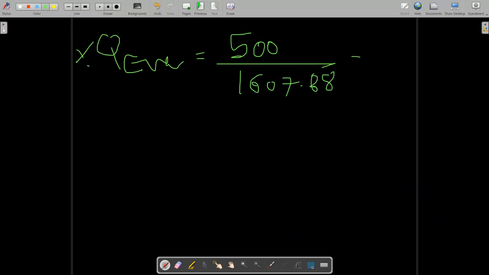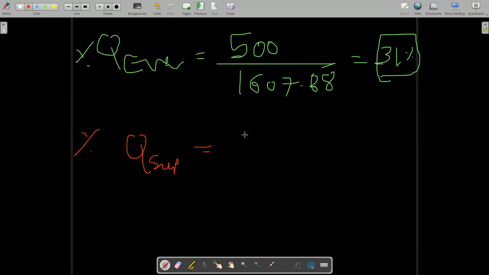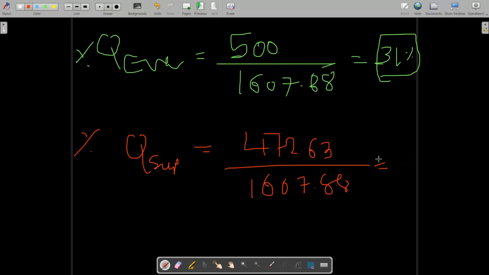So 500 divided by the total heat, you will get 31%. So the amount of heat added in the evaporator is 31%. Now the percentage heat added in the superheater: that is 472.63 divided by the total heat, 1607.88. When you solve this, it is 29.5% of the total heat that is given to steam in the superheated region. So this is the final answer of the second question.